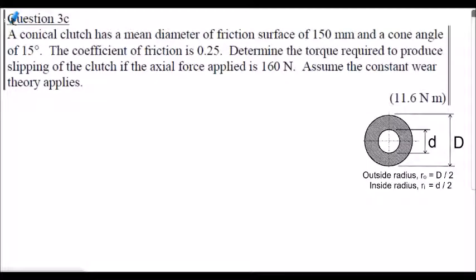I will leave you with questions 3C to attempt at your own pace. Answer is given in the bracket here.